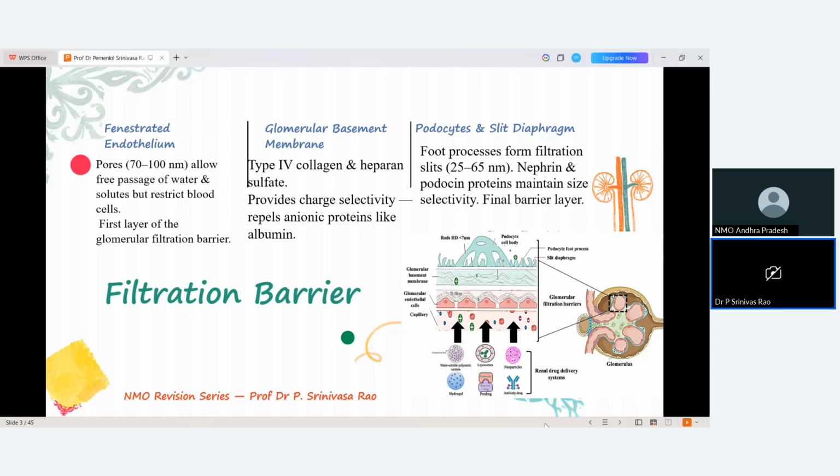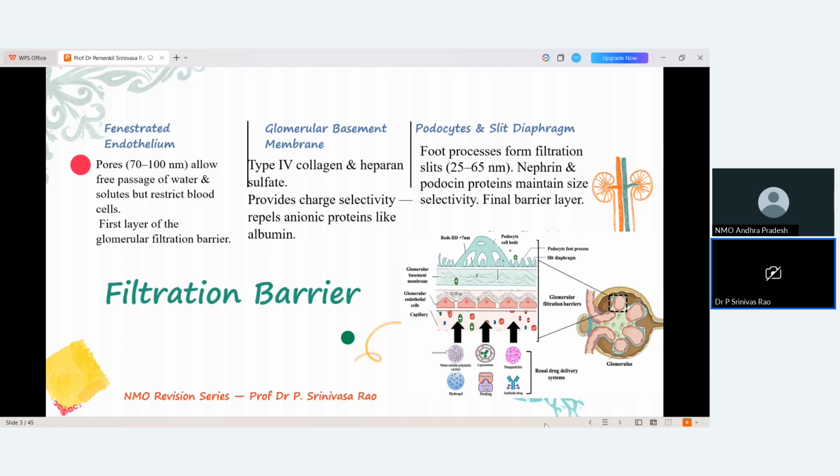Fenestrated endothelium, that means the endothelium of the blood vessel will be having pores, that is small gaps. Then you have the glomerular basement membrane. What does this contain? Type 4 collagen and heparan sulfate. This is an MCQ. What does the glomerular basement membrane have? Type 4 collagen and heparan sulfate.